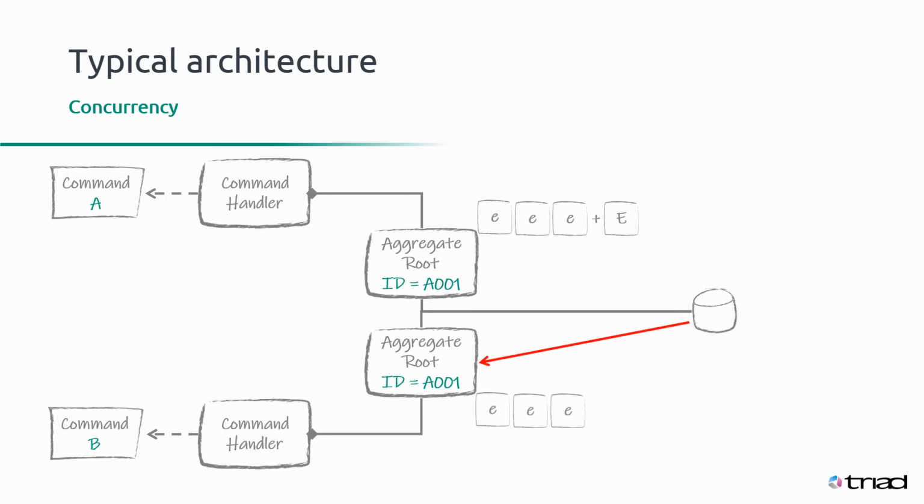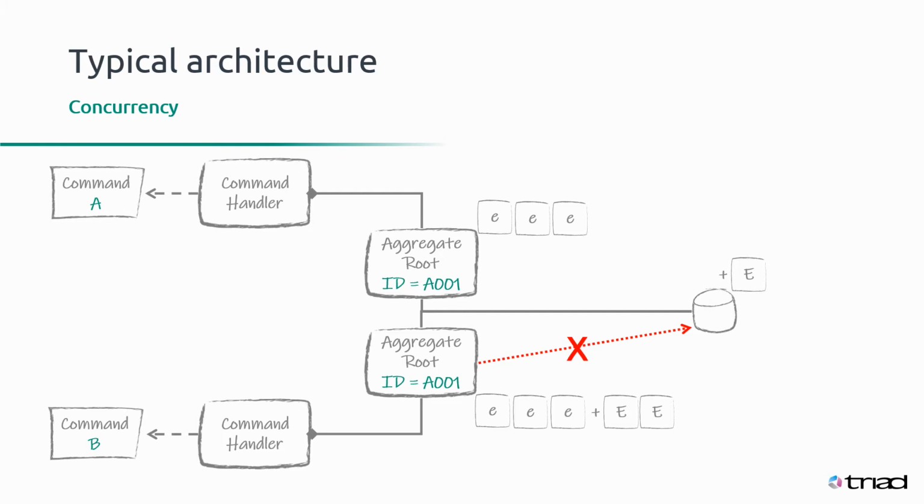Then, Command B is received for the same aggregate route, which then hydrates another copy of that aggregate route, so it is now in the same state as before the events from Command A were created. Before Command B is completed, Command A's new events are appended to the event store. Now, Command B also generates events, different events, but they cannot be applied to the event store because Command B might have had a different outcome if it had known about the latest events resulting from Command A.